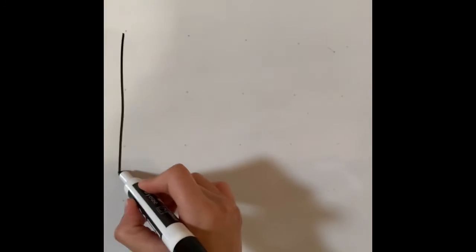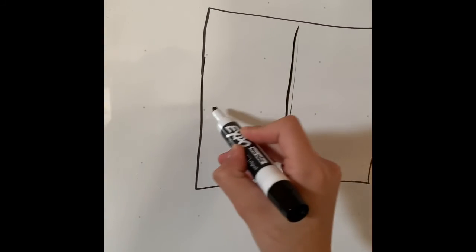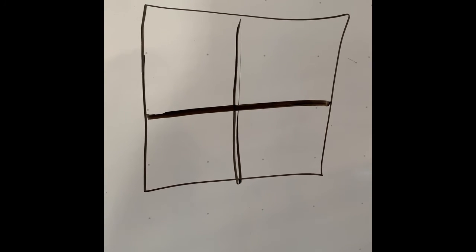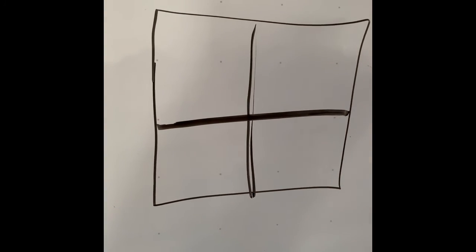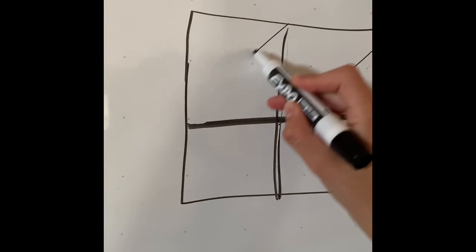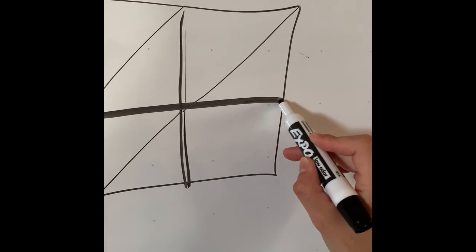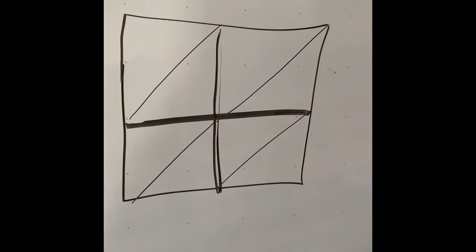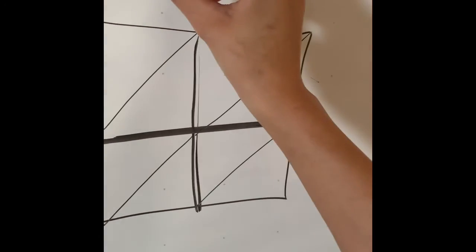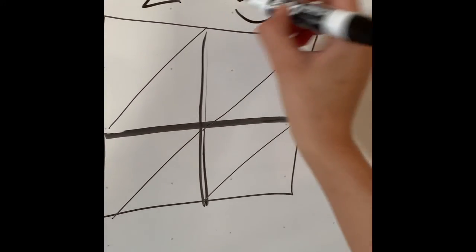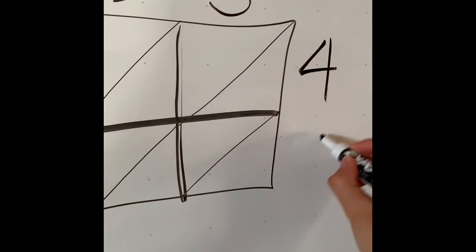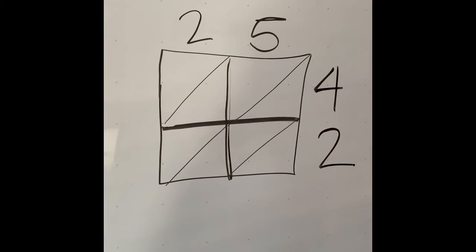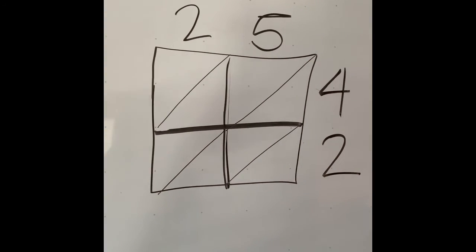So for two-digit numbers, you would just draw a little square and then divide that into fours. Once you have this, you will put a diagonal line in each little square like this and this. So once you have that, you can put the problem that you have. So for example, I have 25 times 42. So this is my setup. Two numbers at the top and two numbers on the side.